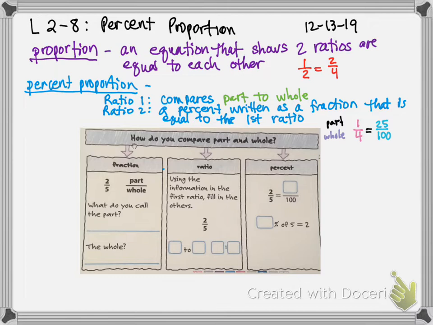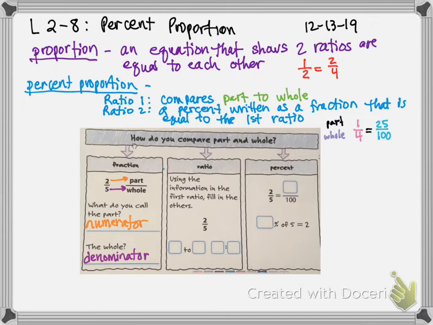So if I have a fraction 2/5, the 2 is considered the part, and the 5 is considered the whole. Then it asks, what do you call the part? Well, its job is the numerator, it's the top of the fraction. And what would we call the whole? That would be the bottom of a fraction, which is the denominator. Then it says, using the information in the first ratio, fill in the others.